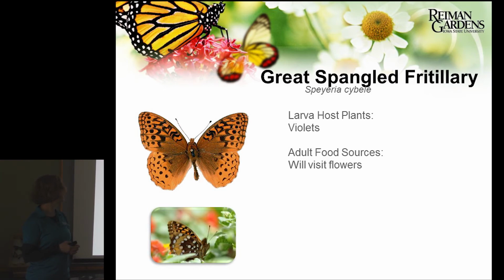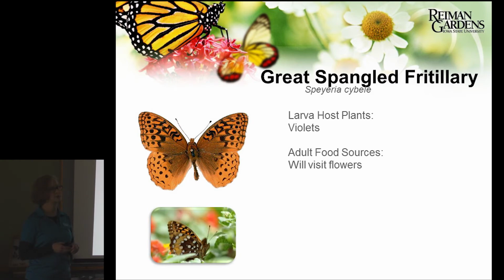Great Spangled Fritillary. Fairly, I would say medium to large, on the size of a medium butterfly. These guys use violets as a host plant. So these guys do not show up until a little bit later in the year. The caterpillars overwinter. So in the spring when the violets are blooming and growing, you can find caterpillars usually very easily if you're in an area where the adults are usually found.